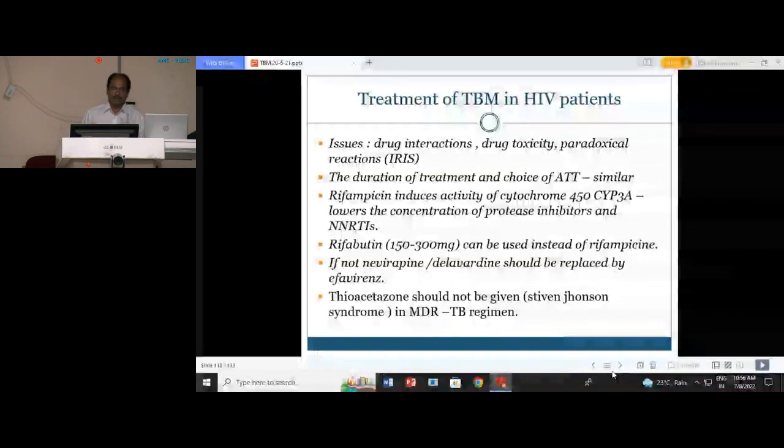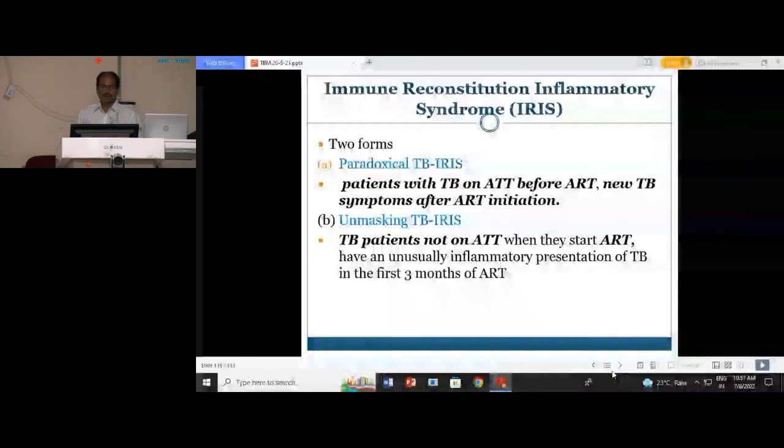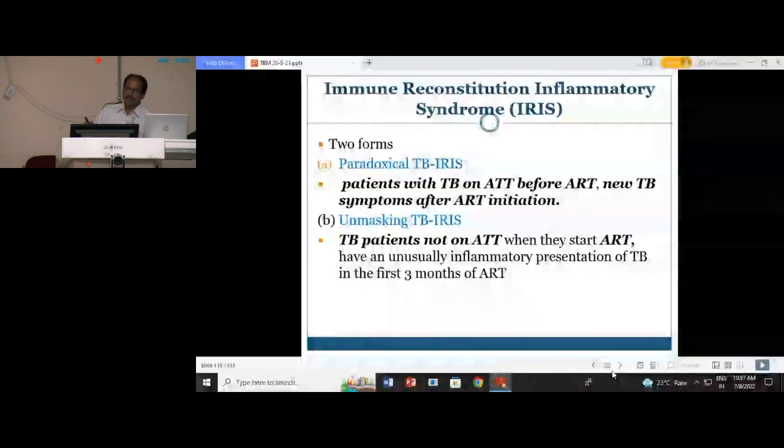Treatment of TB and HIV patients: issues include drug interactions, drug toxicity, paradoxical immune reconstitution syndrome, and duration or choice of treatment. There are various things you have to keep in mind. Due to lack of time, we are skipping all these things. Immune reconstitution inflammatory syndrome, IRIS, is one of the important complications. There are 2 forms: paradoxical TB IRIS and unmasking TB IRIS.